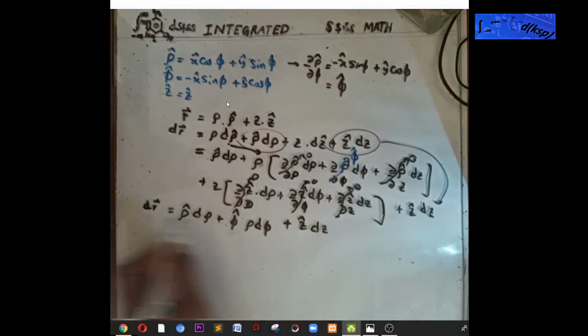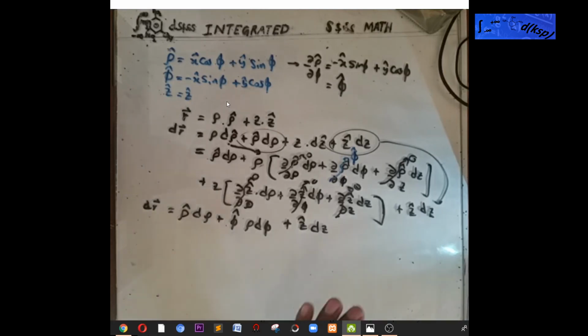I'm going to clear this out. dr is going to be equal to, when you talk about this new coordinate system, rho hat times d rho plus phi hat times rho times d phi plus dz times z hat, sorry, dz times the hat that's lying along the z direction. Hope you understand these things properly. Let me show you how this is going.